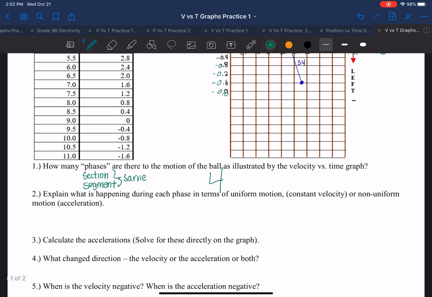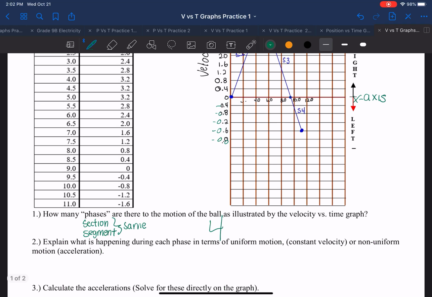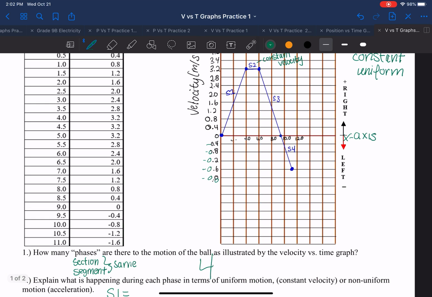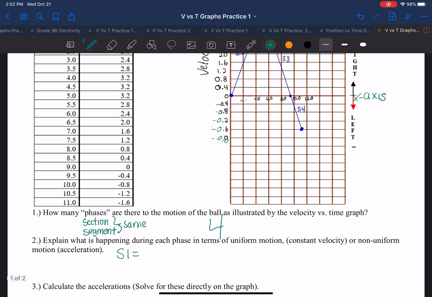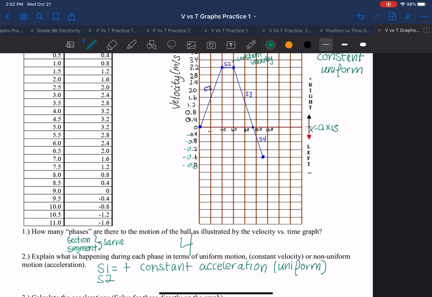Explain what is happening during each phase in terms of uniform motion or non-uniform motion. So there's either constant velocity or acceleration. S1, we talked about it already. S1 was a straight diagonal line going upwards. So it's going to be a positive constant acceleration, meaning it is uniform, meaning any points that we take to enter into our formula will give us the same acceleration.